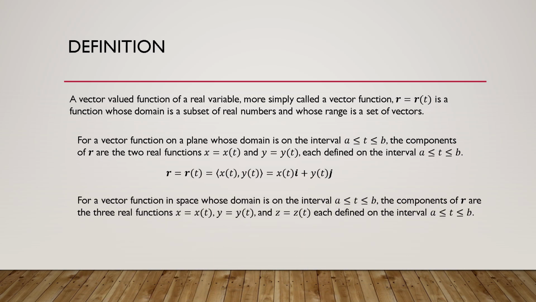For a vector function in space whose domain is on the interval a is less than or equal to t is less than or equal to b, the components of r are the 3 real functions x equals x of t, y equals y of t, and z equals z of t, each defined on the interval a is less than or equal to t is less than or equal to b. r is equal to the vector function r of t, is equal to the vector x of t, y of t, z of t, is equal to the vector x of t i plus y of t j plus z of t k.